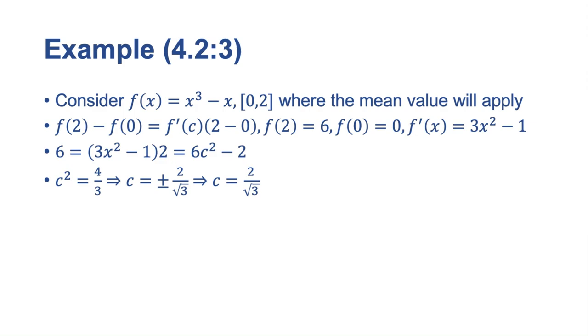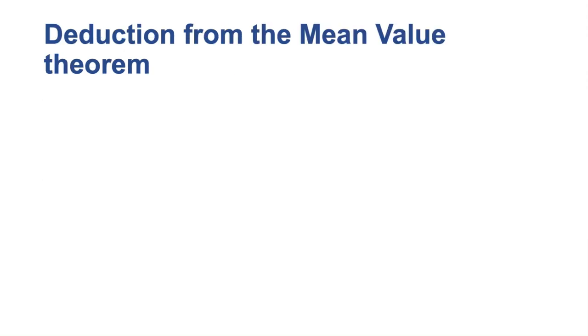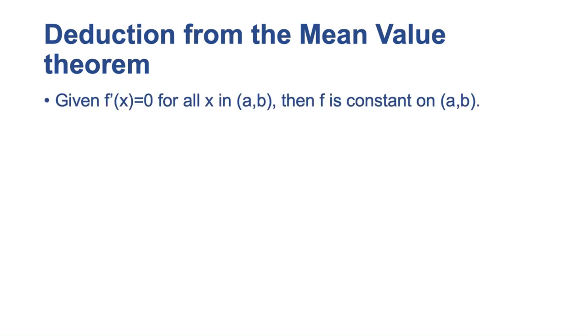Okay, so now let's talk about some extensions of the mean value theorem that can really help us understand the deep intuition behind some of the derivatives we've been doing back in Unit 2. So, first of all, given f prime of x equals 0 for all x in AB, then f is a constant on AB. Okay, so what is this saying?